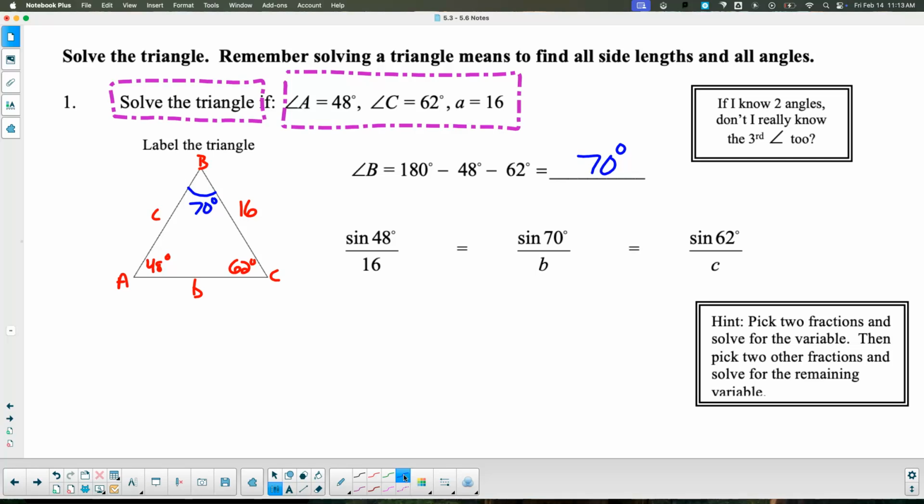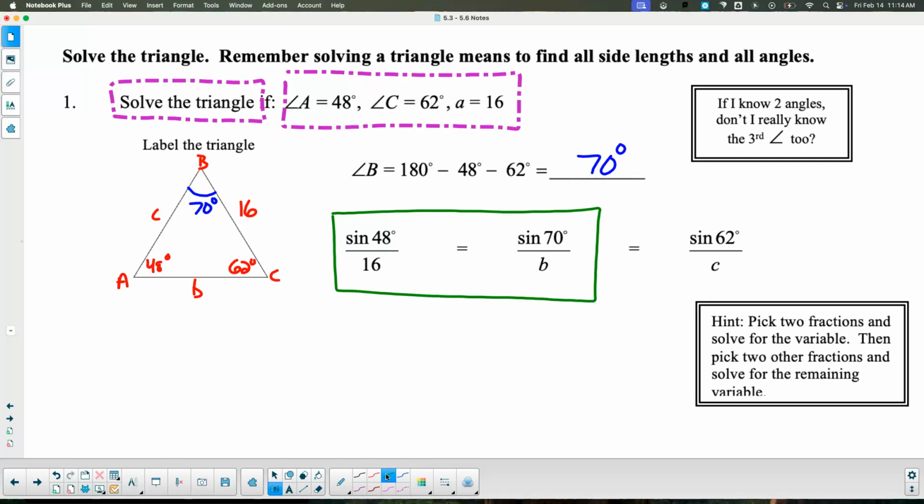So now you can set up the law of sines where you can say the sine of 48 degrees divided by 16, because that's the opposite side, is equal to the sine of 70 degrees divided by side B, is equal to the sine of 62 degrees divided by sine C. And you're going to break them out into two separate problems.